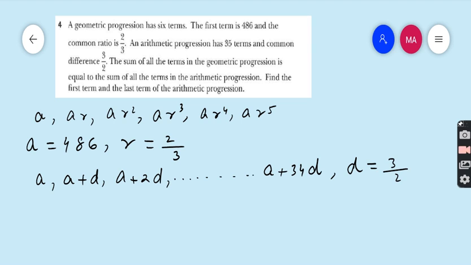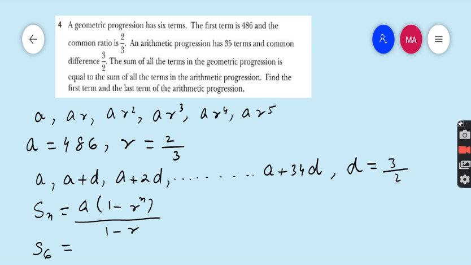First, we have to write the formula of the sum of a geometric progression, that is Sn equals a into 1 minus r to the power n upon 1 minus r. Why do we use 1 minus r to the power n instead of r to the power n minus 1? Because the value of r is 2 upon 3. Now we have to find the sum of 6 terms, that is S6.